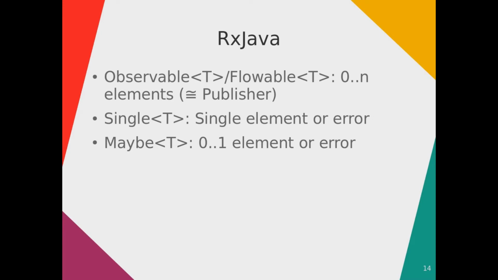Then in RxJava, the types are Observable and Flowable, which can hold 0 to any number of elements. Flowable actually implements the Publisher interface. Single is similar, but can only have a single element or an error, and Maybe can have 0 or 1 element or an error.